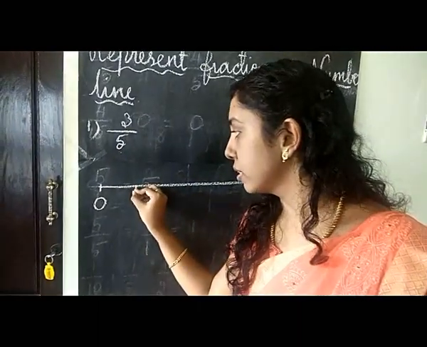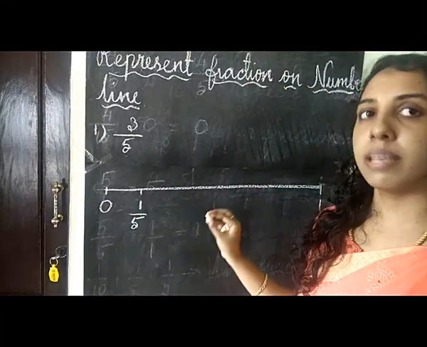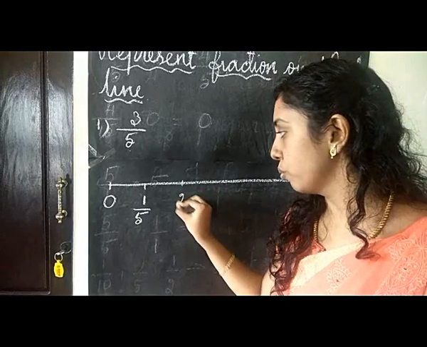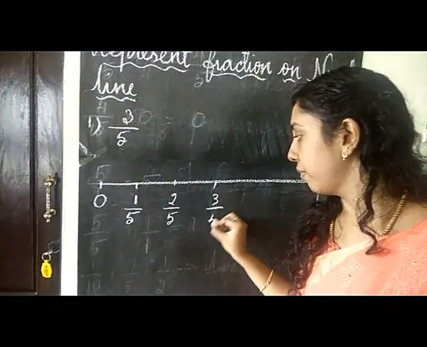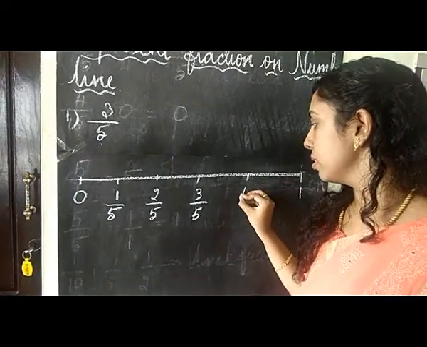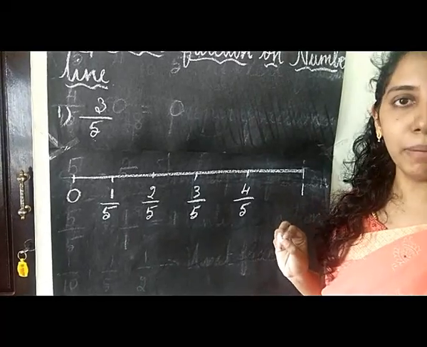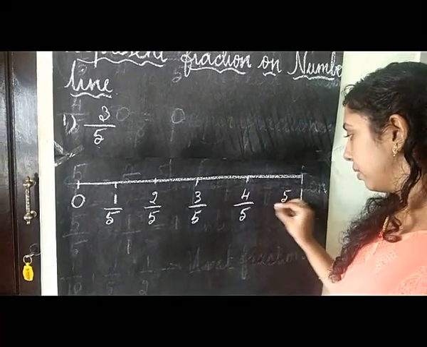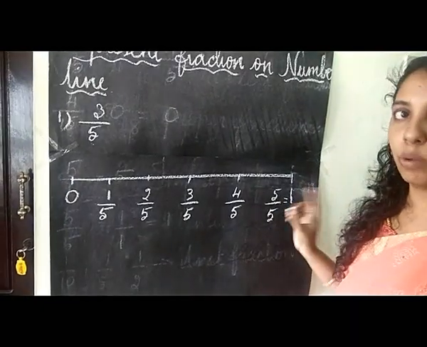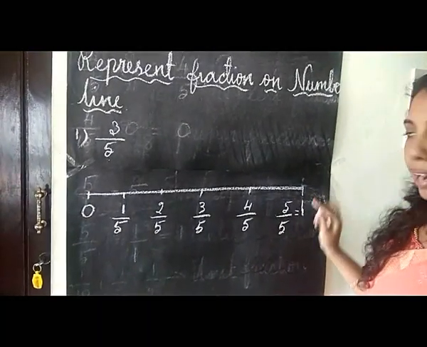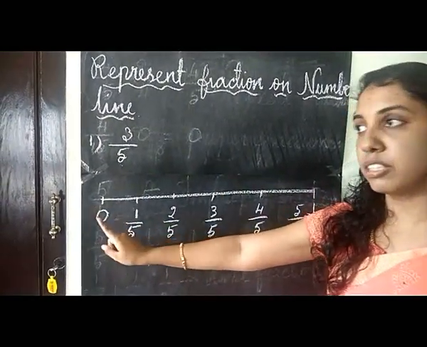So first part is known as 1 by 5. Second part is known as 2 by 5. Third one is 3 by 5. Fourth one is 4 by 5. Next one is 5 by 5. You know that is equal to the number 1. Why? Because the numerator and the denominators are same. Are you clear?